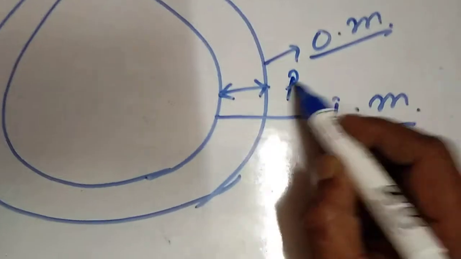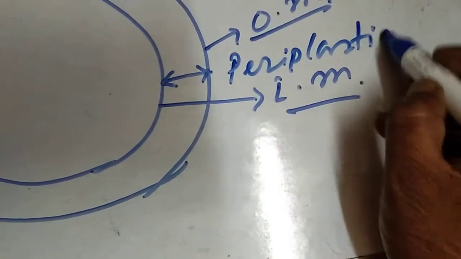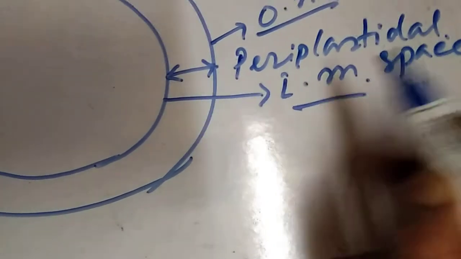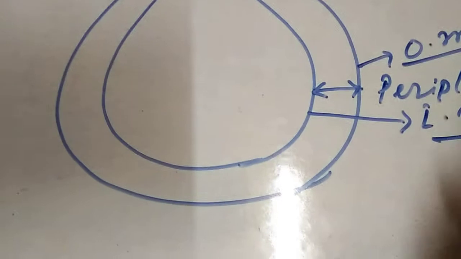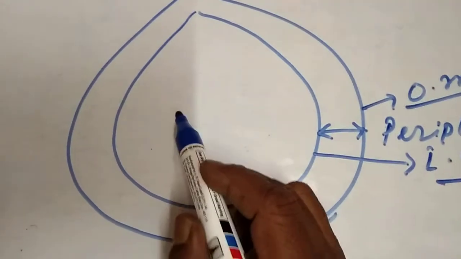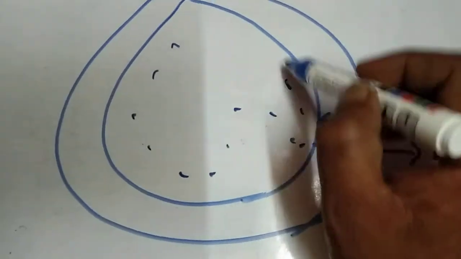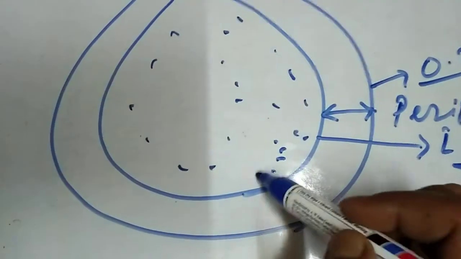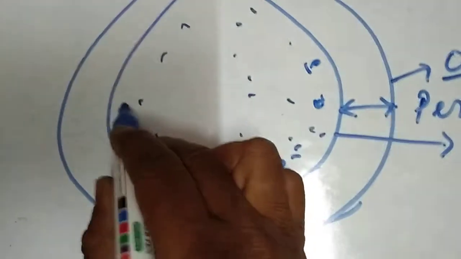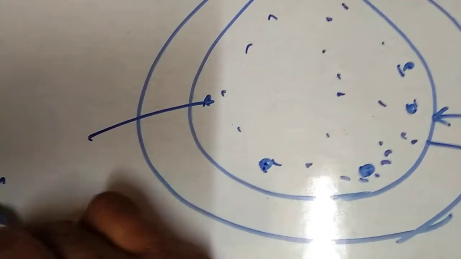periplastidal space. Now the chloroplastid is bounded by a double membranous structure, and inside the chloroplastid there is some ground substance. This ground substance is known as stroma.